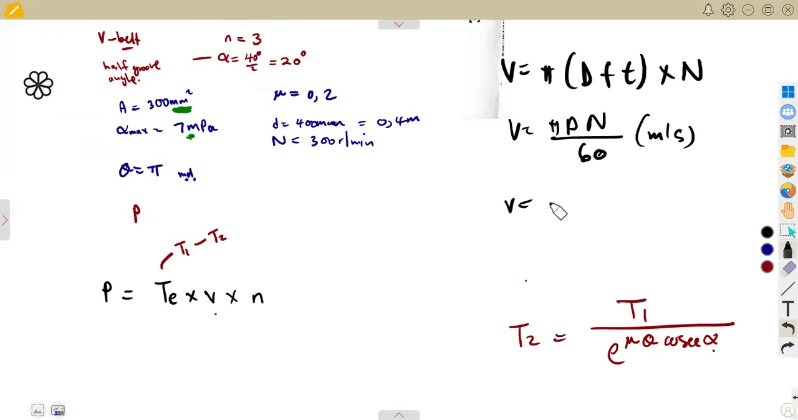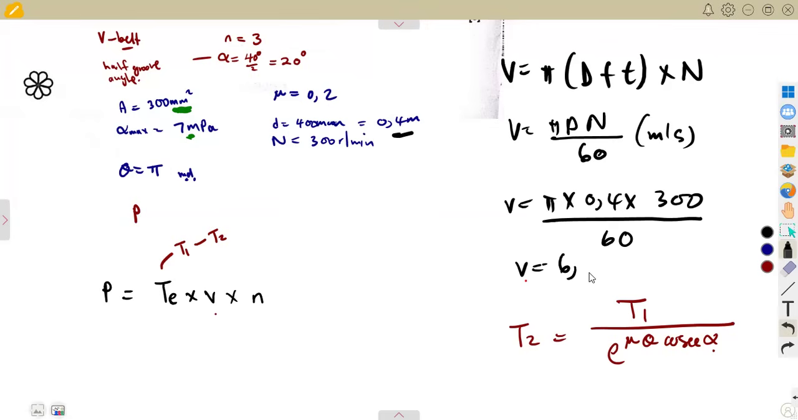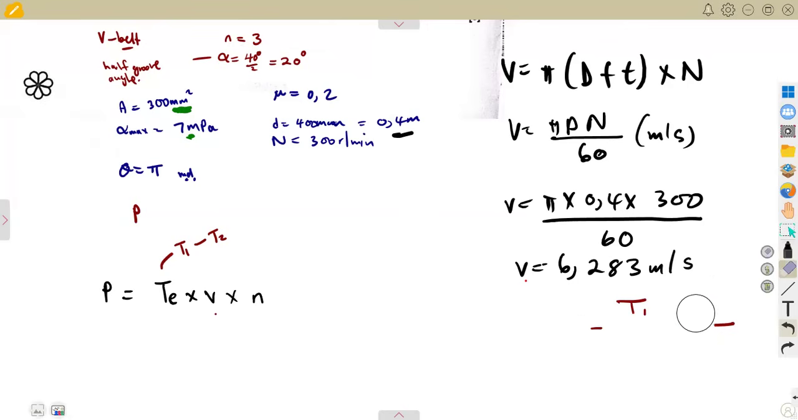So that is pi times the diameter in meters. Our diameter in meters is 0.4, times the speed in revs per minute, which is 300. Then we're going to divide by 60. By dividing by this, we're going to have the velocity in meters per second. So the velocity there was just going to give us 2 pi, and 2 pi is the same as 6.283 meters per second. So that's it. We have got the velocity, the effective tension, and the number of V belts, which is 3.